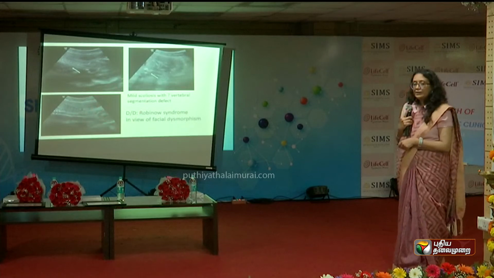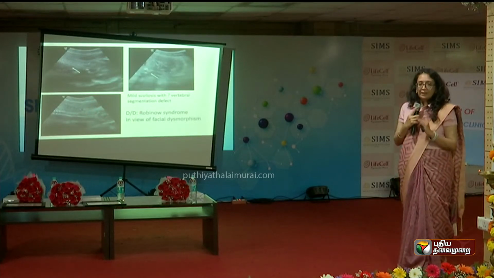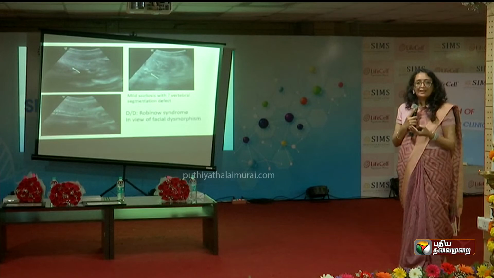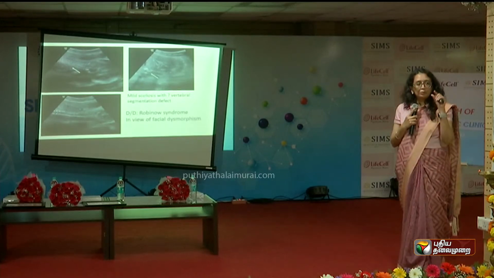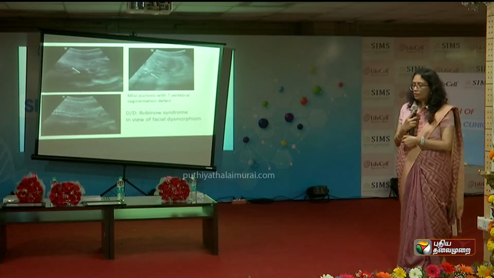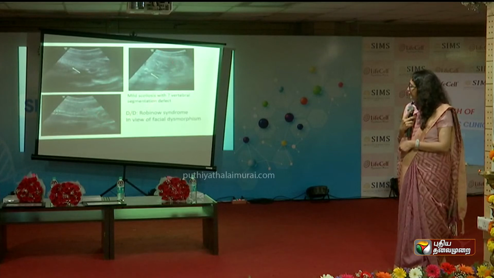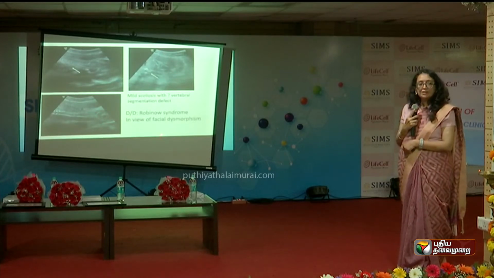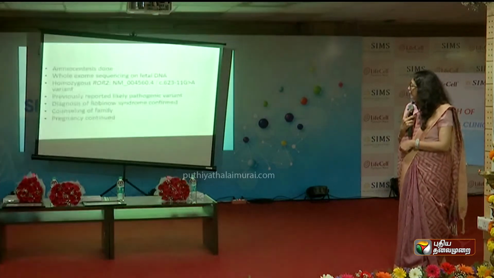So with all this, putting this together, we were able to make a genetic diagnosis. So to make a clinical genetic diagnosis, we have to put all the things together, and then we sometimes get a spot diagnosis also. So this is one such situation. So all these things are seen only in one condition. This is Robinow syndrome. Next slide.